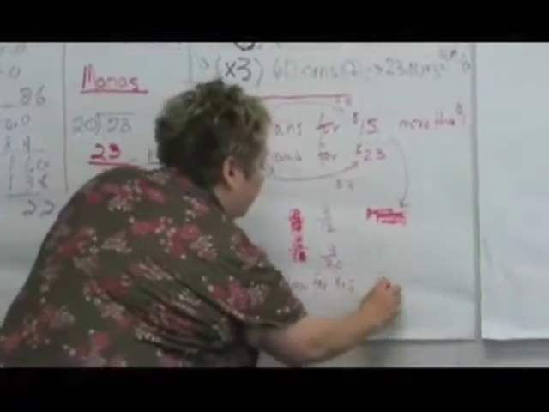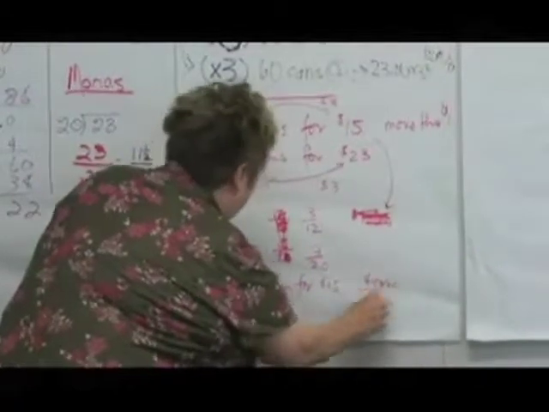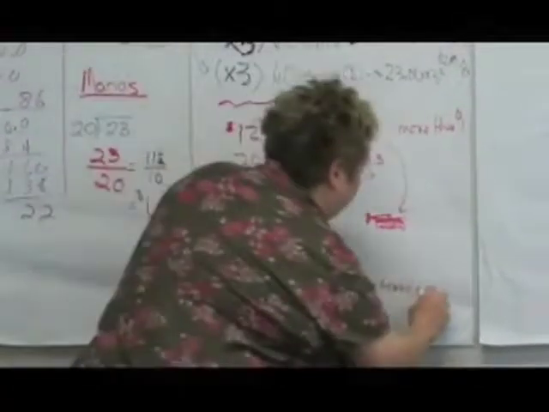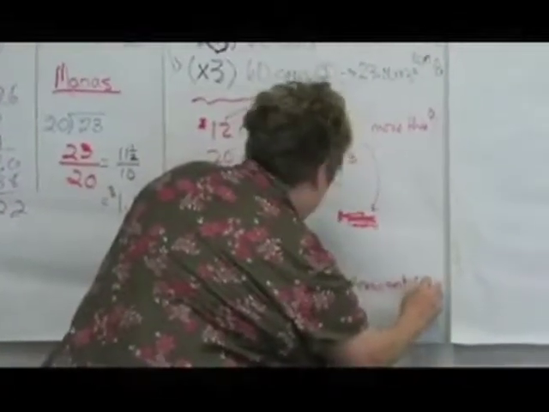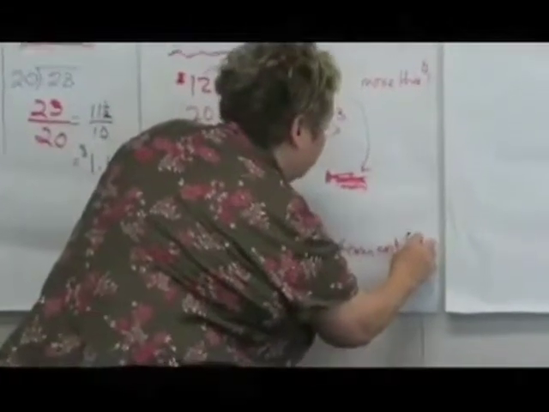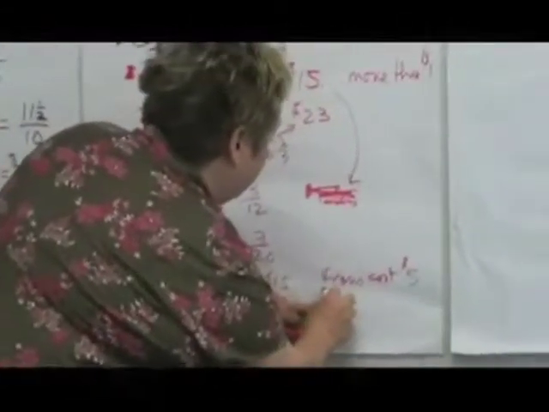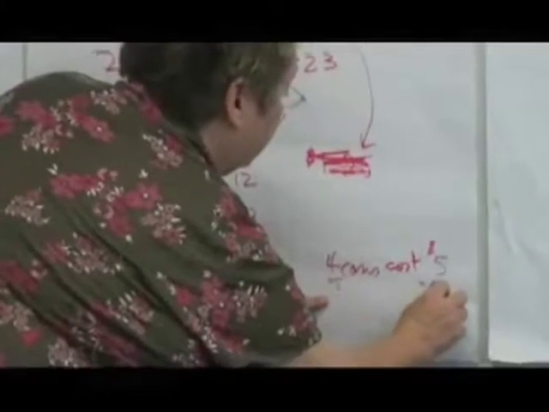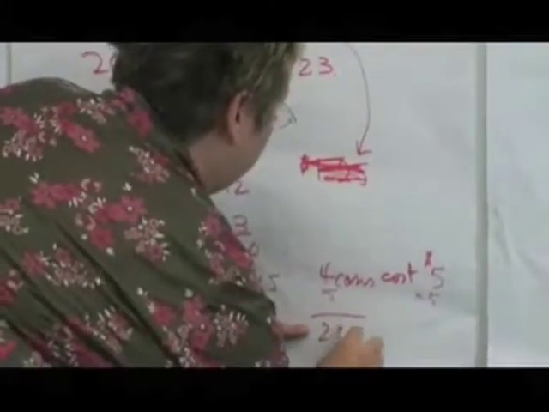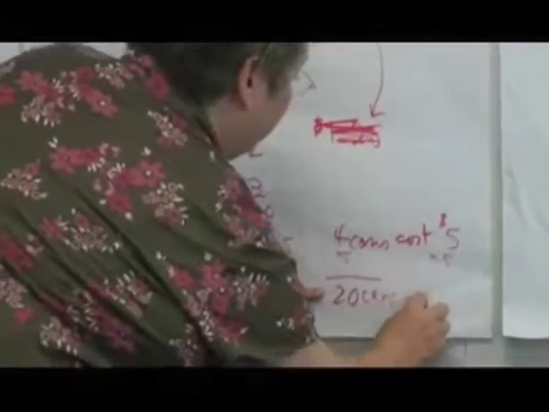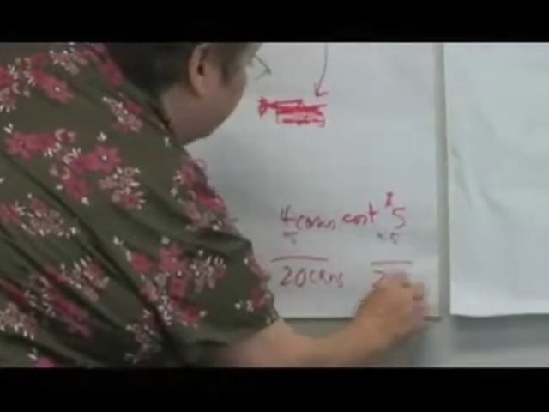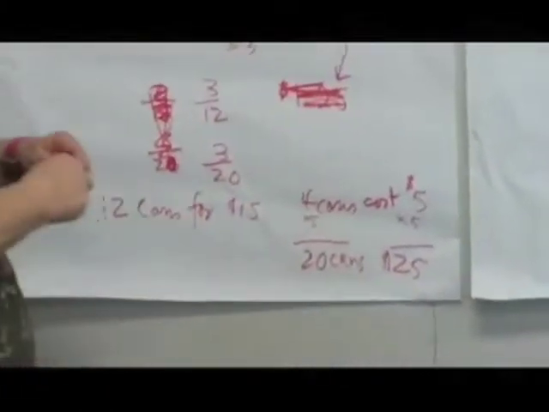So I knew that 4 cans, if I divided by 3 here and 3 here, would cost $5. So then I could easily make this 20. So I knew that these 20 cans would cost $25.